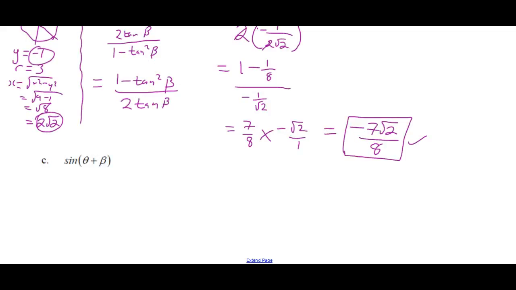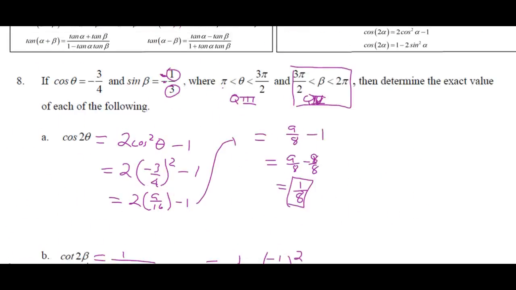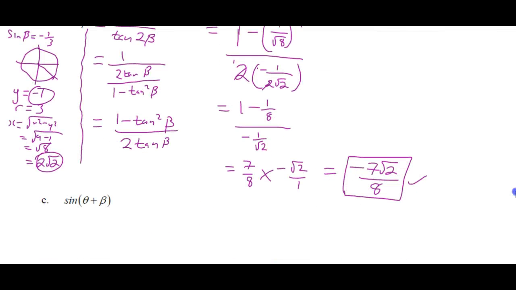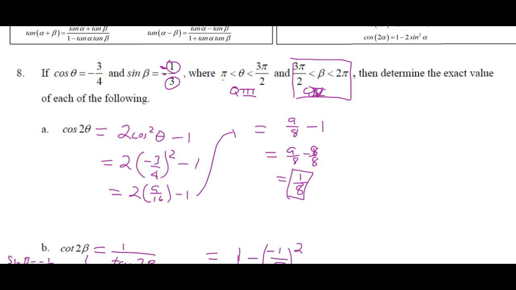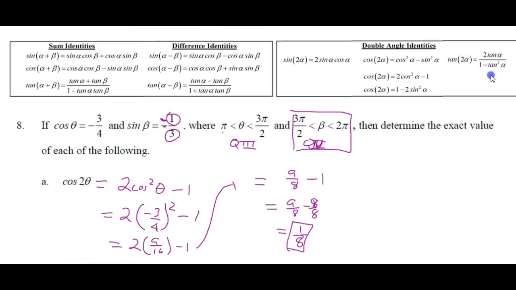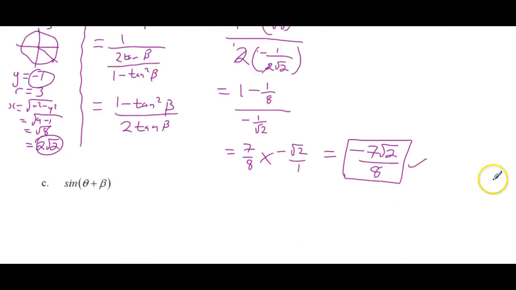Sine theta plus beta. What are we doing again? We've got the sine of theta plus beta. So there's no choice. We have to use this formula. Let's just fill in the formula that we're going to use: sine theta plus beta equals sine theta cos beta plus cos theta sine beta.